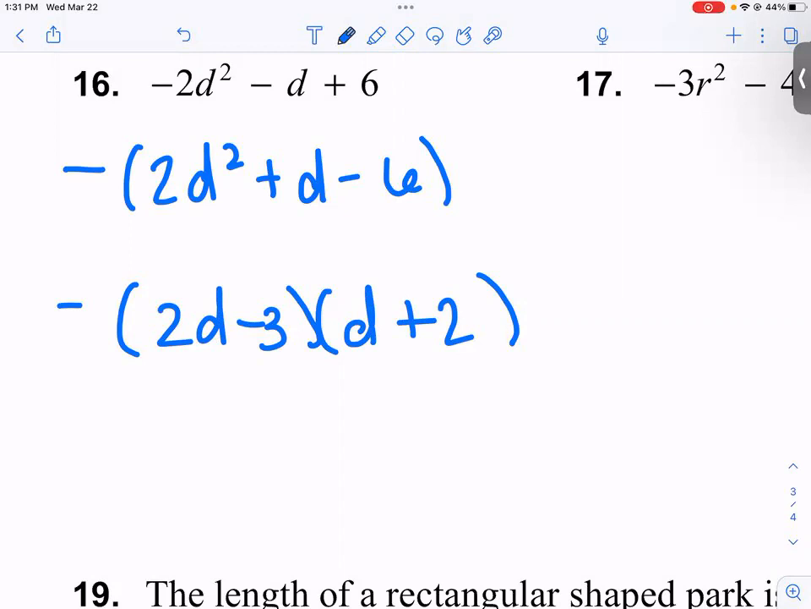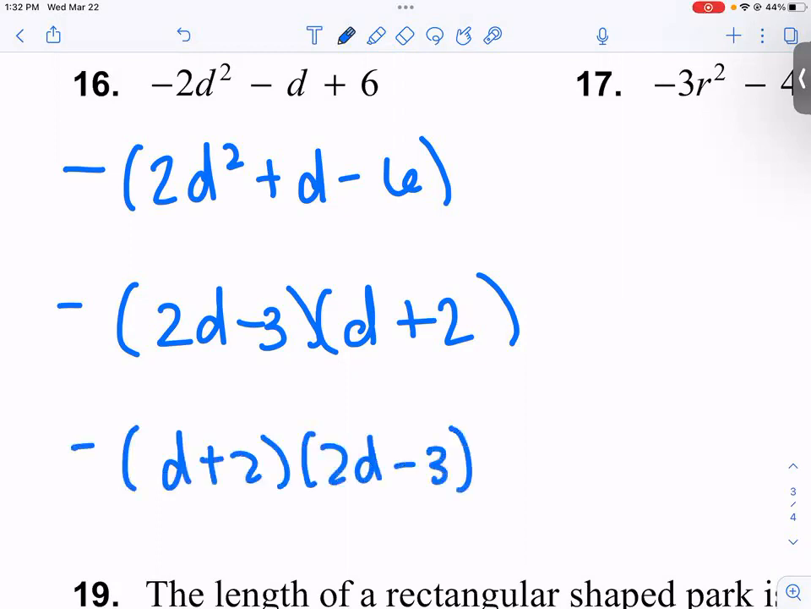Oh, wait. It's positive. It is a positive, yes. There are different ways. It's either that or negative d plus 2 times 2d minus 3. Those are your only possible answers.